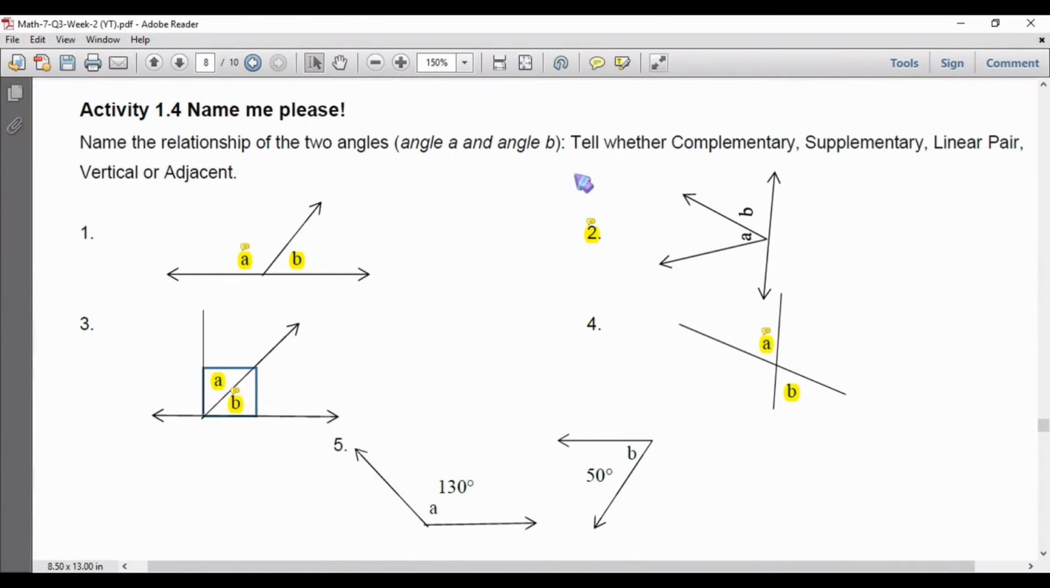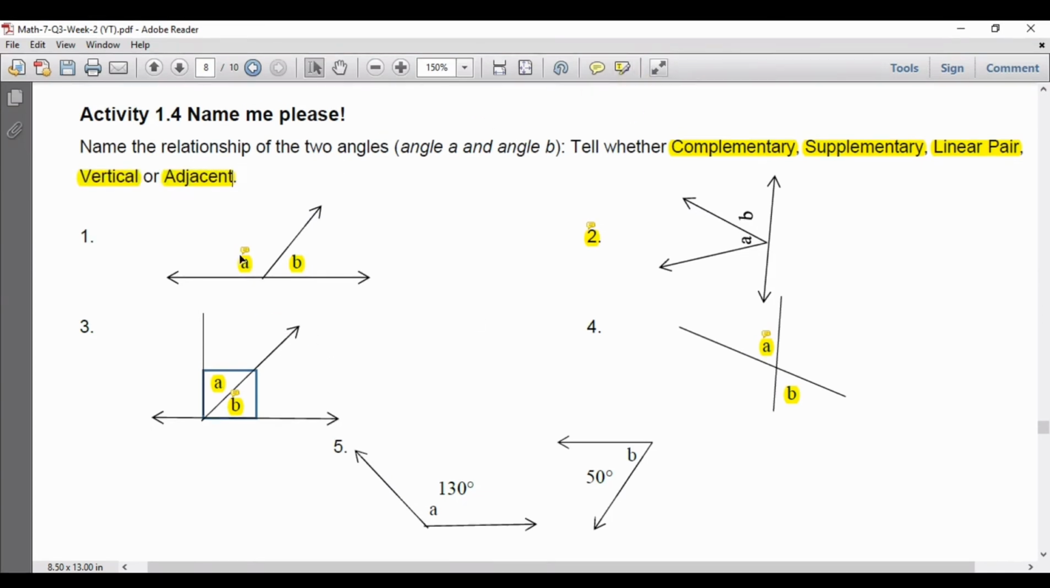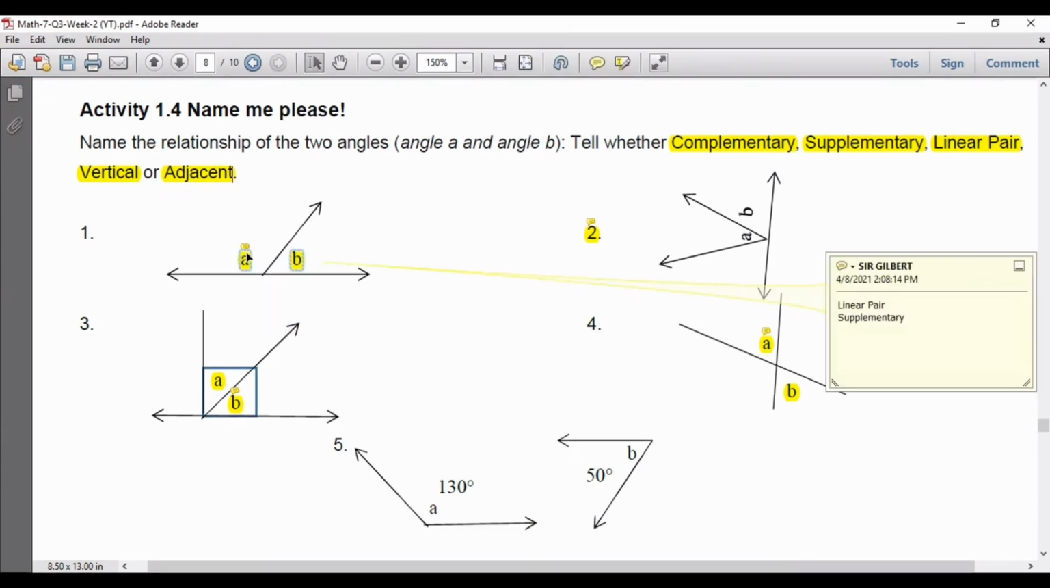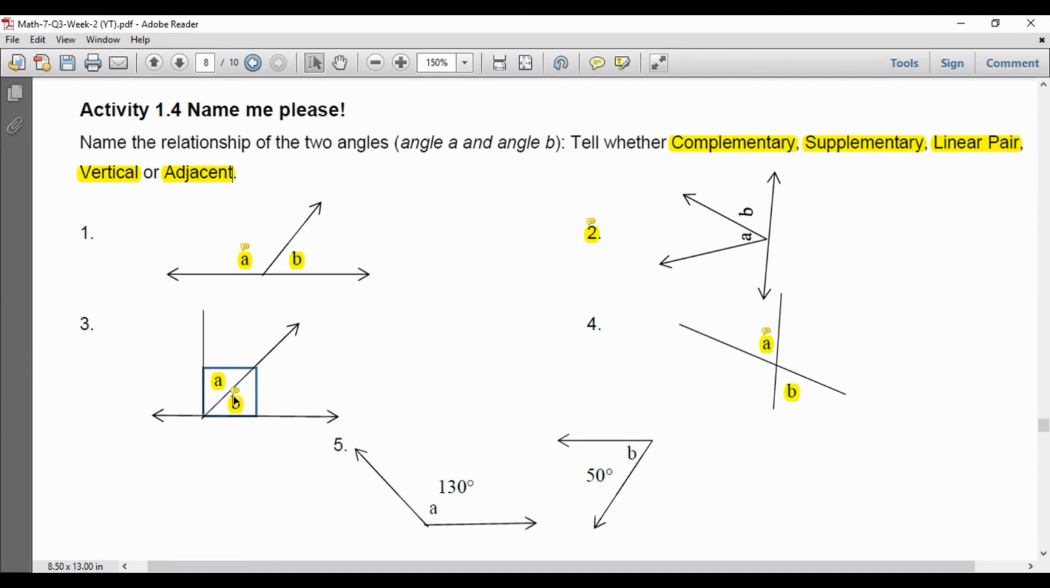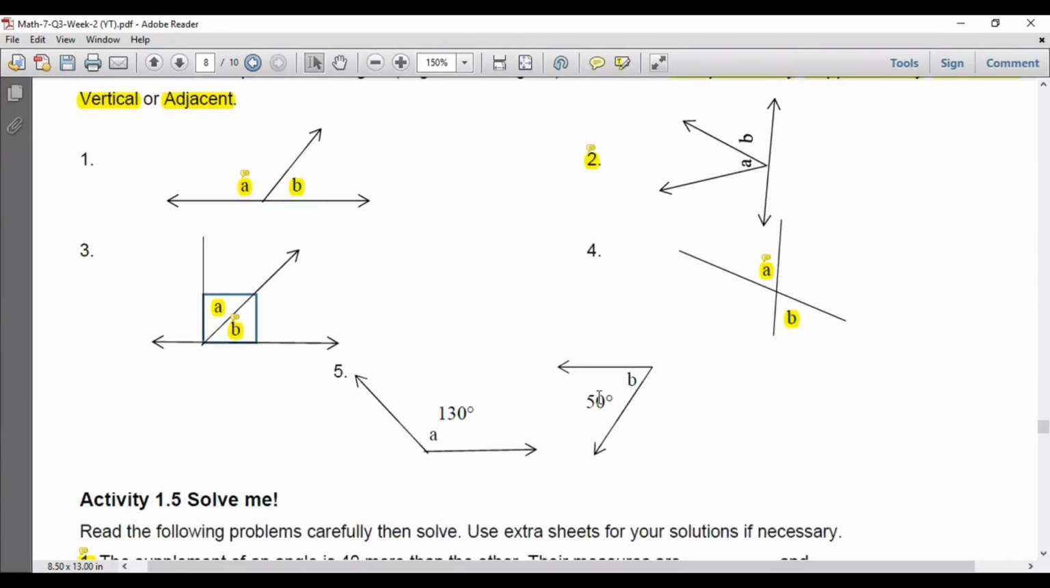Name me, please. Tell whether complementary angles, supplementary angles, linear pair, vertical angles, or adjacent angles. Okay, so itong dalawa, ano to? Linear pair ba sila o supplementary? Okay, ayan. So, ito, angle A and B. Number 3. Angle A and B, ano to? They form 90 degrees, okay? How about this one? Angle A and B, may cross lines. Okay, how about these two? 130 plus 50. So, ano yun?